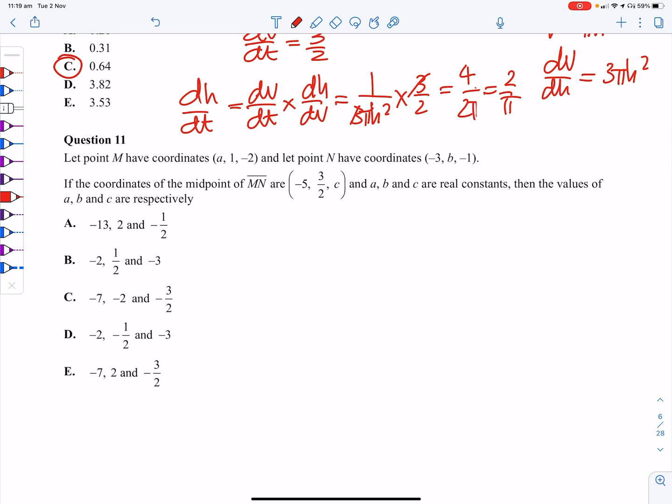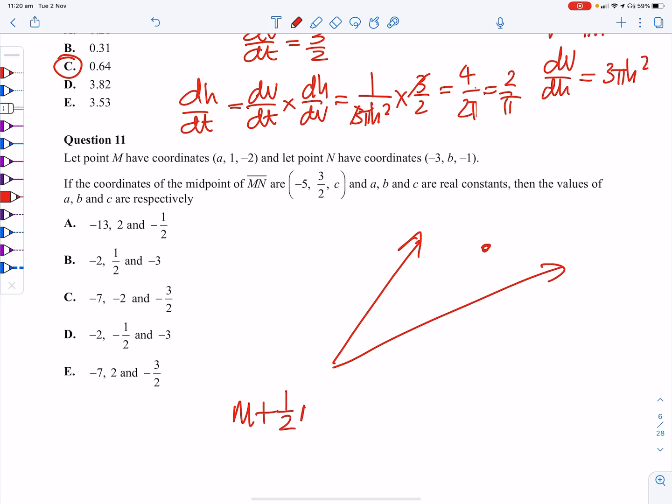Okay, let M have coordinates (a, 1, -2), and N have coordinates that, with the coordinates of the midpoint MN. So there's M, there's N, there's the midpoint. We know the midpoint of MN is M plus a half MN, which we know that (a, 1, -2) plus a half MN is (negative a, minus 3).